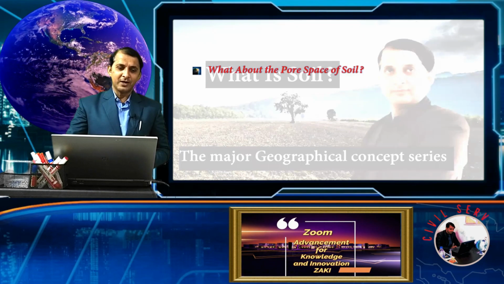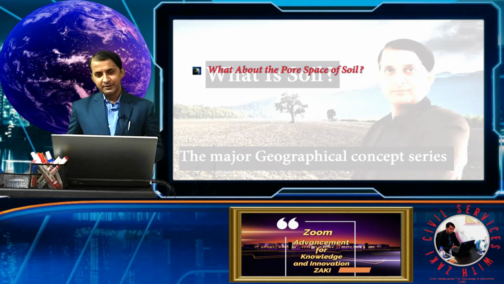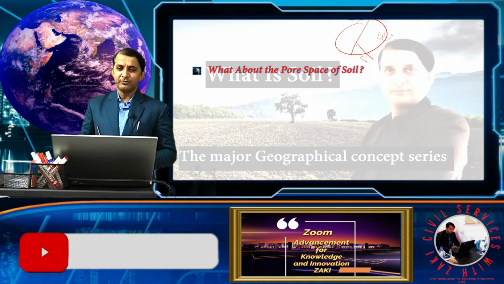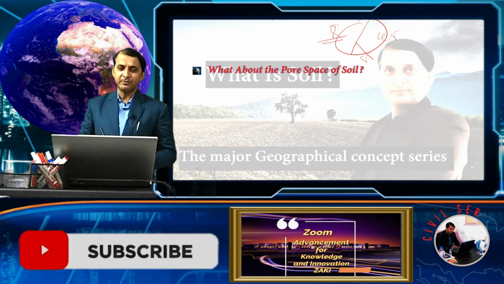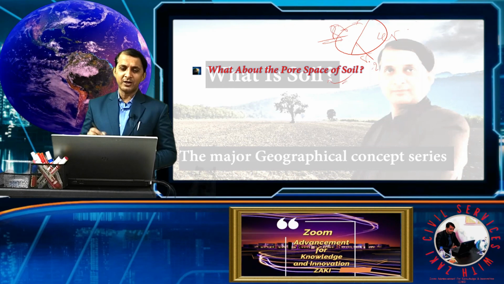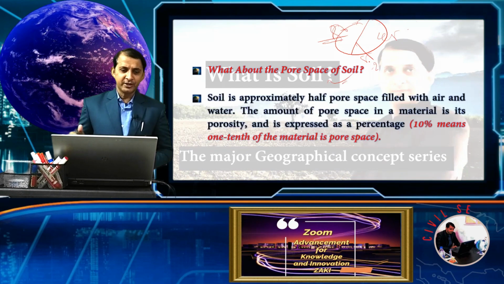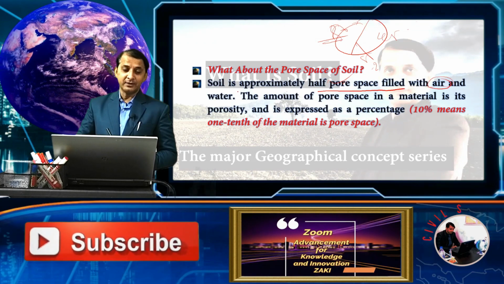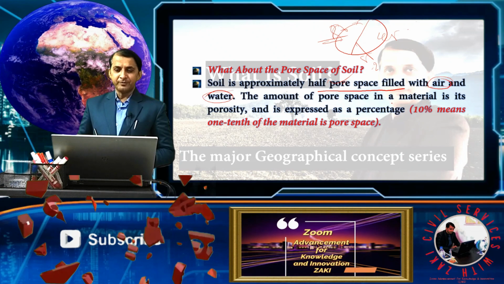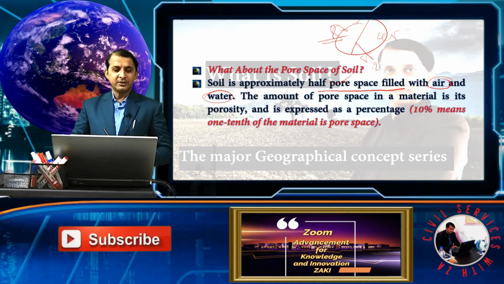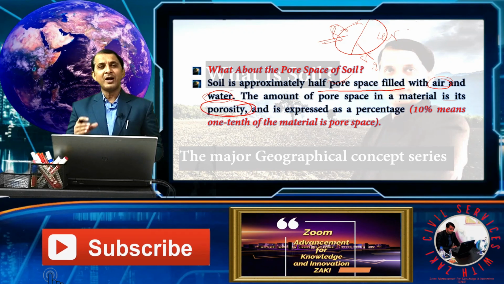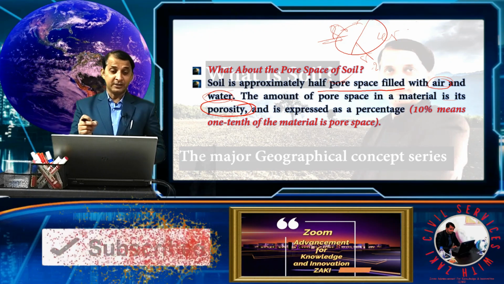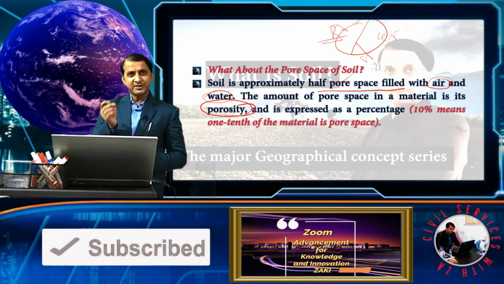So we move forward and see what about the pore space. So 5% is organic material, 45% is mineral, and what about the remaining 50%? What about this pore space? See here, approximately half of the soil is pore space, filled with air and water. The amount of pore space in a material is called porosity. What amount of pore space is present in various soil materials is called porosity. It is also expressed as a percent.